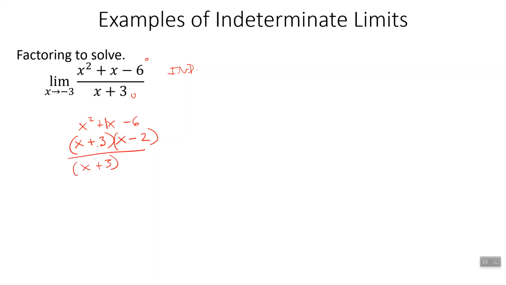Our bottom is still x plus 3. Those two are going to cancel, and that's good because that's where the 0 was. So now we just want the limit as x goes to negative 3 of x minus 2. So we get negative 3 minus 2, which is negative 5.